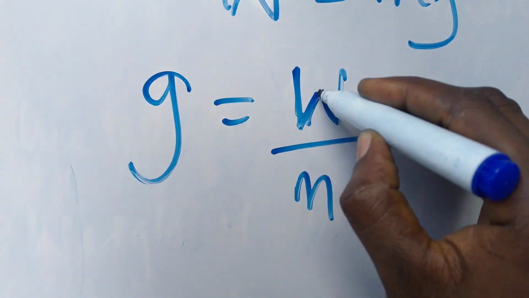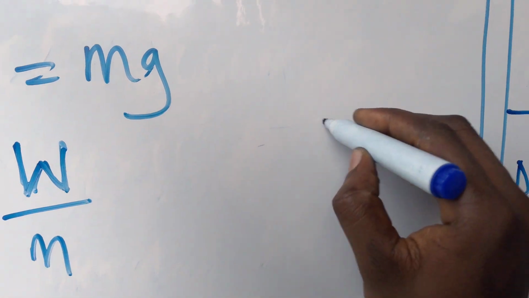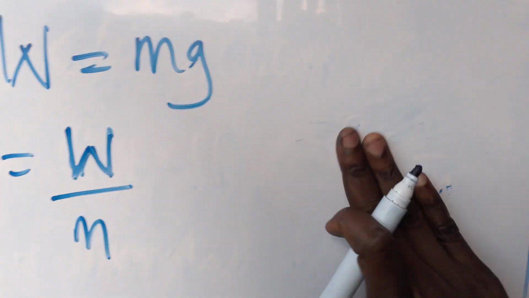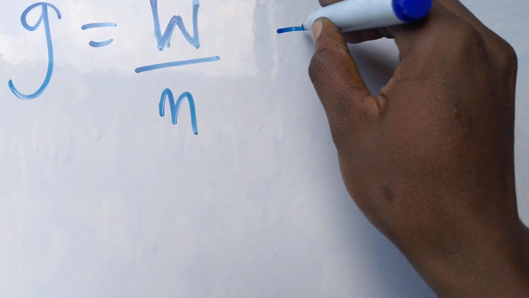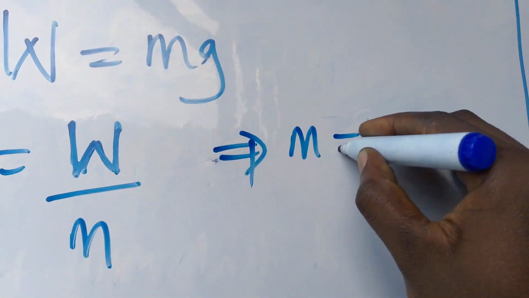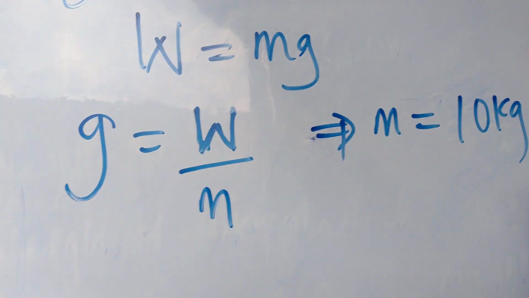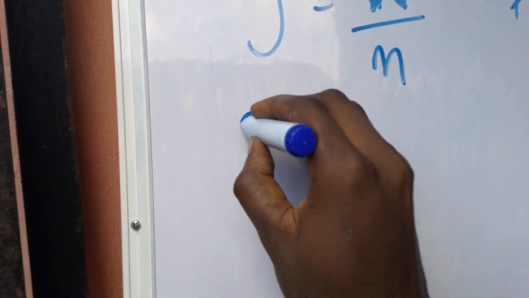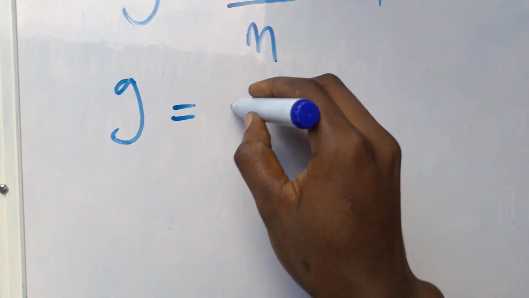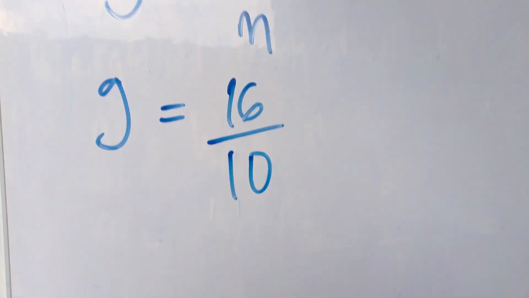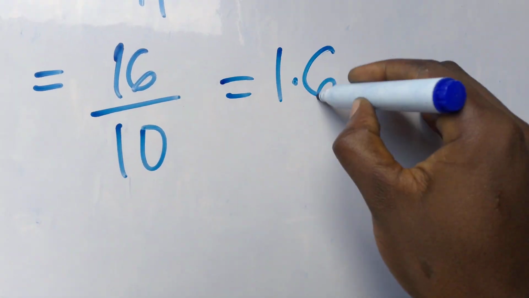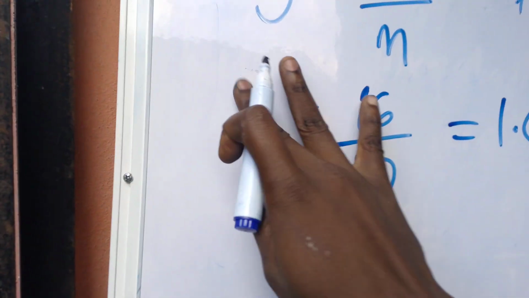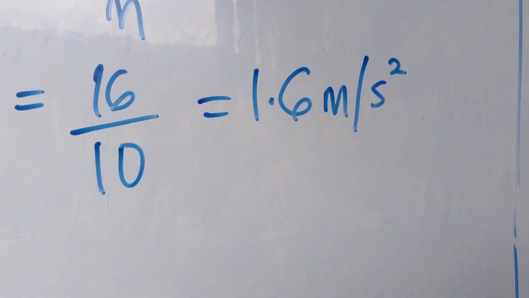We know that g is force per unit mass, which is similar to this, right? Knowing that the mass of the ball is 10 kg, I'll place it into the formula, and acceleration due to gravity now will be, the weight is 16 Newton, 16 divided by 10, that is 1.6 meters per second square. That's my acceleration due to gravity in this case.